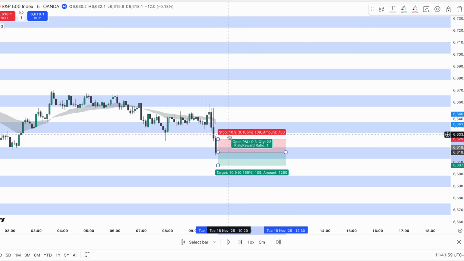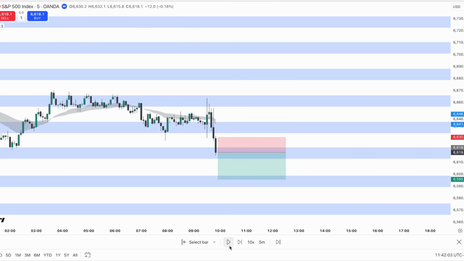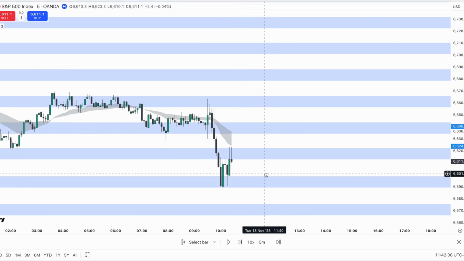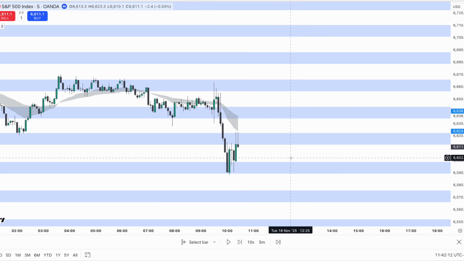So we enter short, place our stop above market structure, and target the level below. By the way, if you want to learn how to place your stops and targets accurately, I go into more detail in a video that I'll link right now for you to watch later. Then we just wait for this trade to play out.